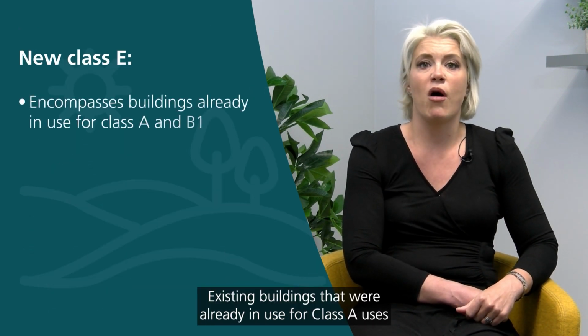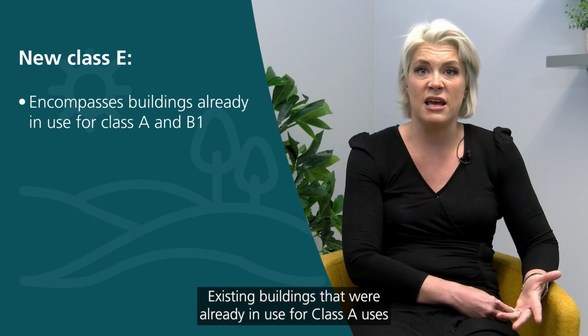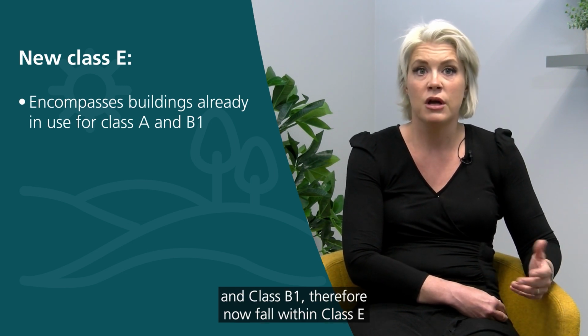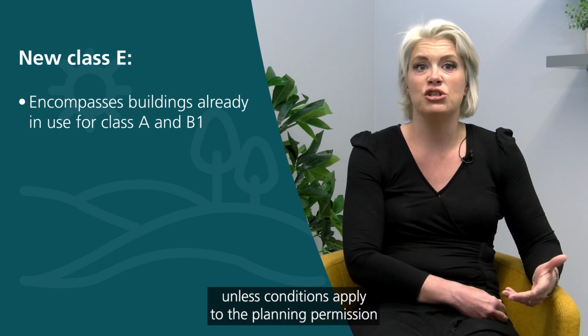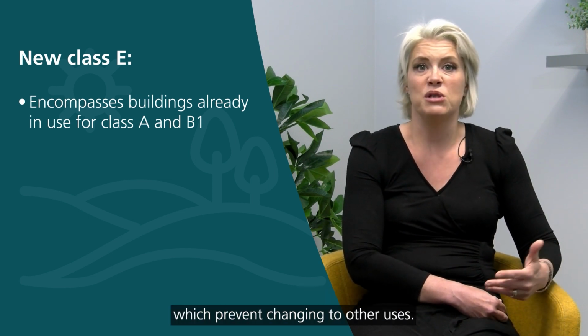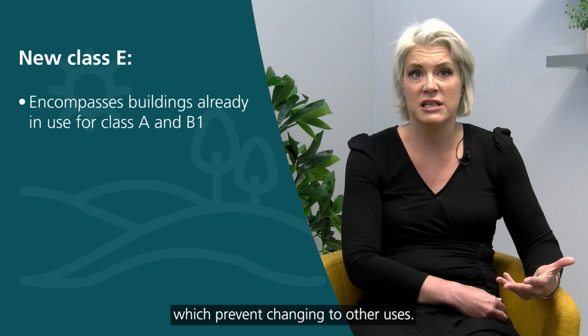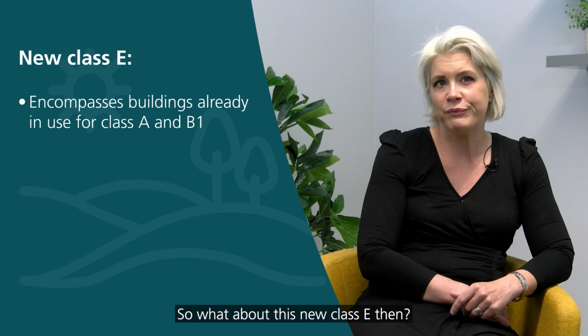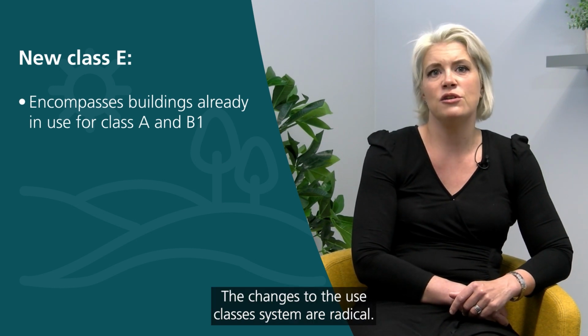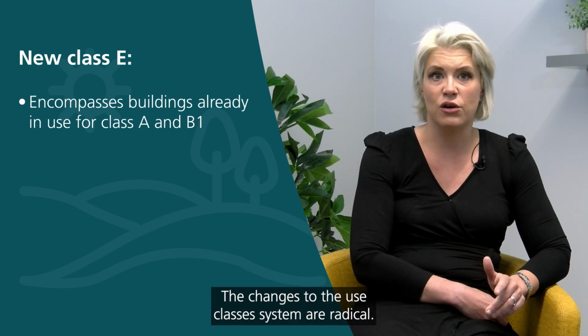Existing buildings that were already in use for Class A uses and Class B1 therefore now fall within Class E, unless conditions apply to the planning permission which prevent changing to other uses. So what about this new Class E then? The changes to the use classes system are radical.